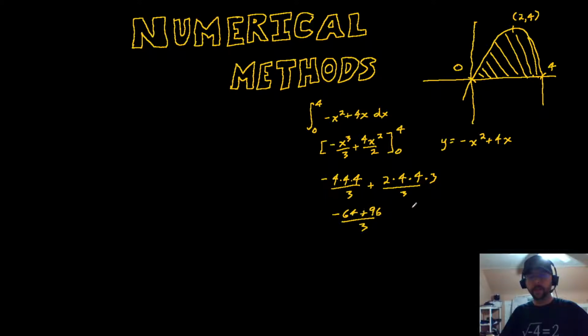This will be 32. The bigger is the positive. 32 over 3, which is approximately equal to 10. Oops, it was exactly equal to 10 and 2/3, which is approximately 10.6 repeating. So this is the solution that we are trying to get as close as possible to.